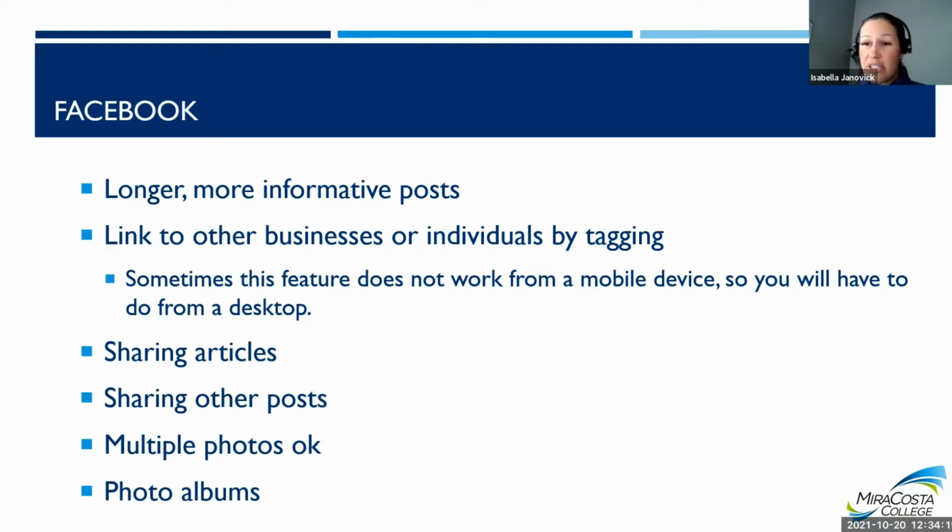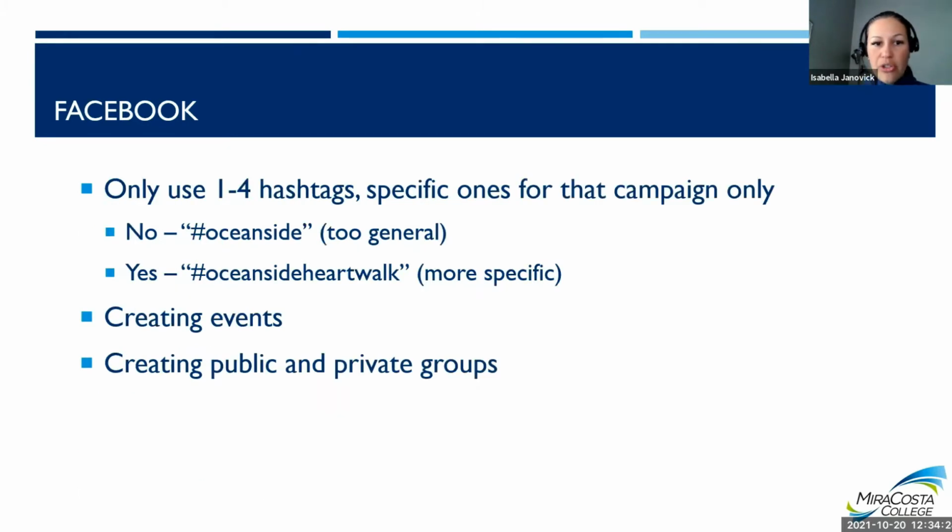Whereas Instagram looks a little cleaner if you only post one photo at a time. So you don't use that many hashtags with Facebook. In fact, most posts don't have any hashtags. But if you want, you can use 1 to 4 hashtags, but you want them to be more specific. So instead of using something very generic like Oceanside, you would use something more specific like Oceanside Heart Walk, which is for a specific event or a specific campaign.